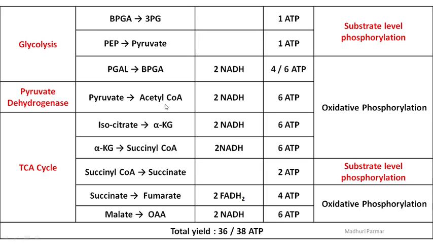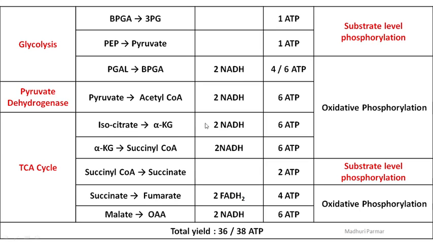Pyruvate is converted into acetyl-CoA, and during this process, per reaction you are getting 1 molecule of NADH. There are 2 pyruvate molecules, so you are getting 2 NADH. These 2 NADH, because they are present directly in the mitochondria, will give you 6 ATP, 3 ATP per molecule of NADH. Then isocitrate dehydrogenase enzyme will give you alpha ketoglutarate.